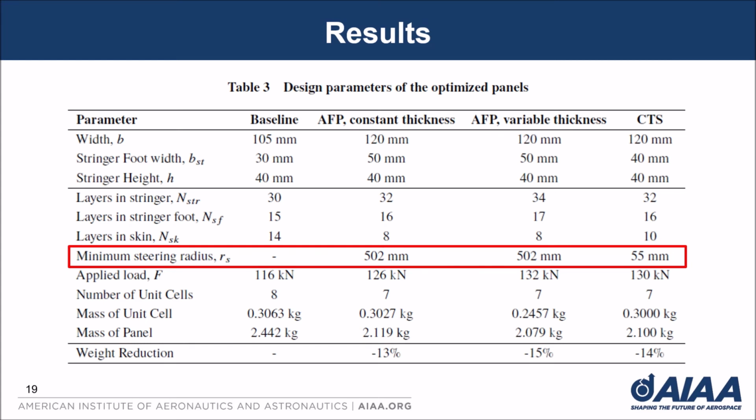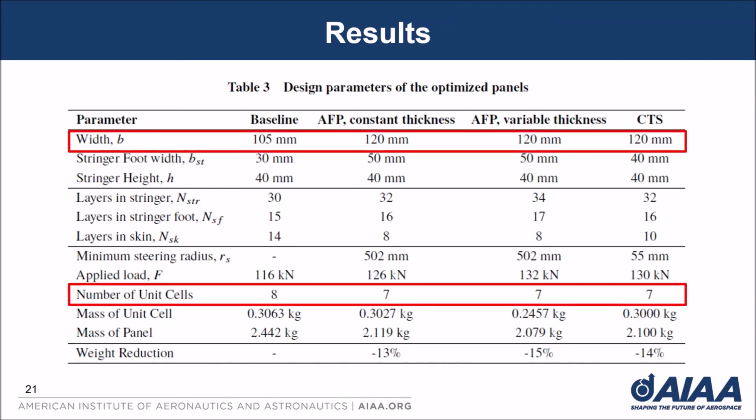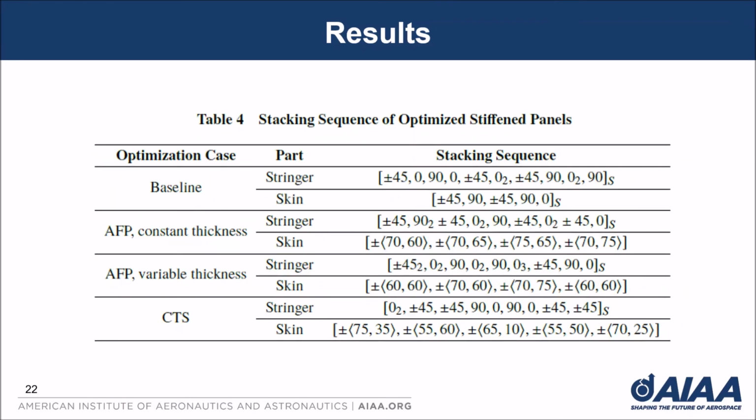As you can see, the minimum steering radius was achieved in all optimizations, and the mass reduction ranged from 13 to 15% in comparison to the baseline. Also, our optimal designs contain 7 to 8 stringers in the full panel, with 8 being the maximum allowed in our optimization. This shows us that more subdivisions lead us to lighter solutions. Here are the optimized stacking sequences for all cases, and we'll focus on the results for AFP with variable thickness and CTS.